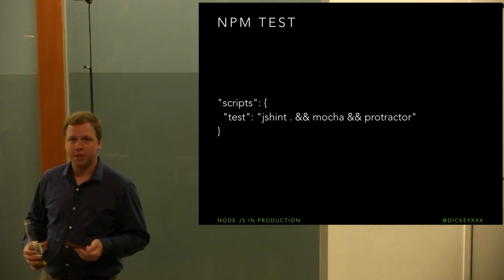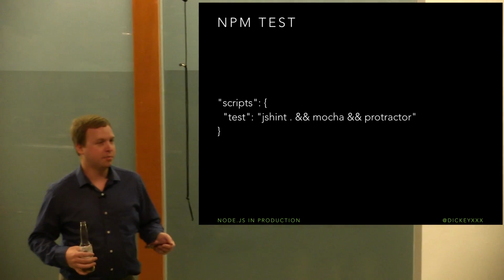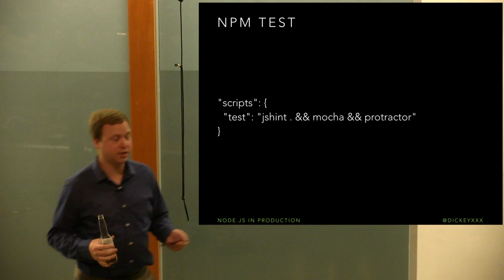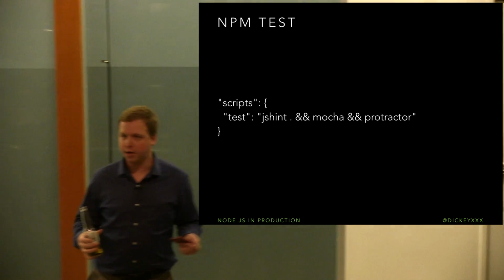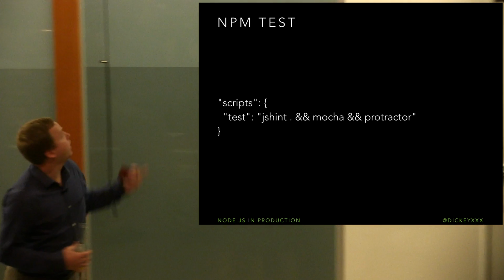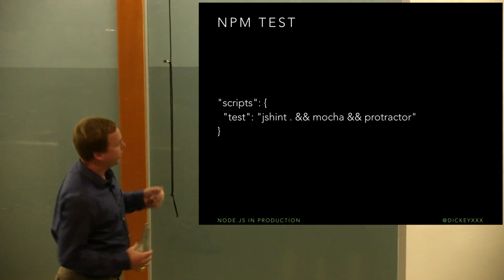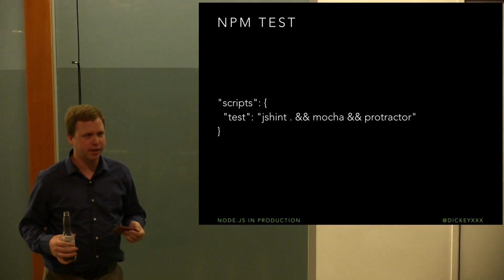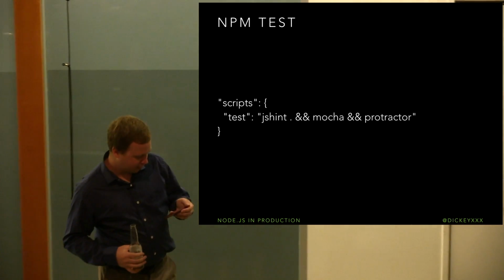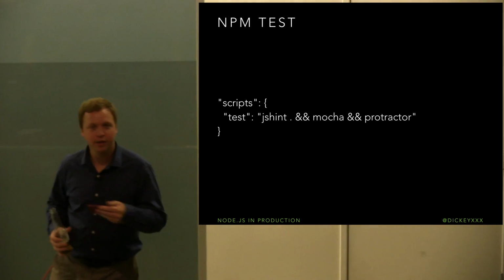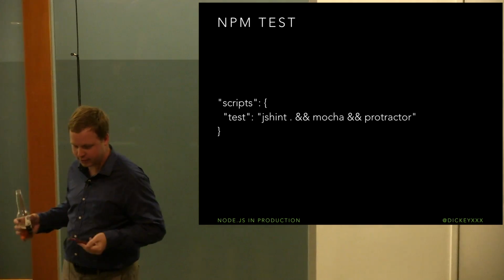In a similar vein is npm test. Exactly the same idea. Type npm test, it's going to run this thing. It's actually no different than npm start, except in how you use it, of course. You use this to run your full test suite. So here I do 3 things. I hit JSHint to lint my code to make sure that people aren't putting in semicolons. And then I run Mocha and Protractor to run some front-end tests.